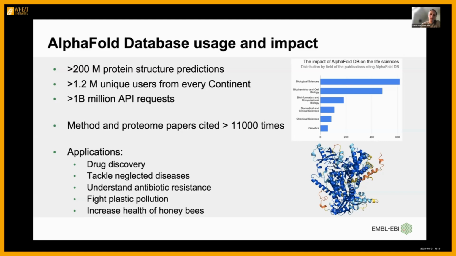It's super popular, so we have many users and lots of API requests and an awful lot of citations in a very short period of time. And it's been used for a range of applications in drug discovery and diseases and much more broadly. So there's a lot of interest in these models and how they can be used in different ways.